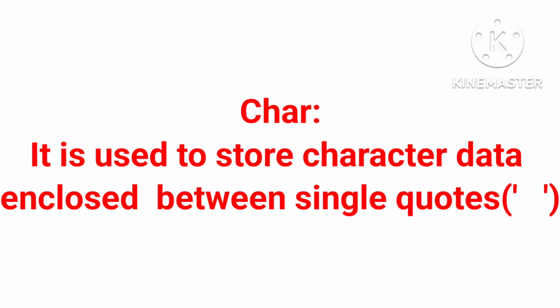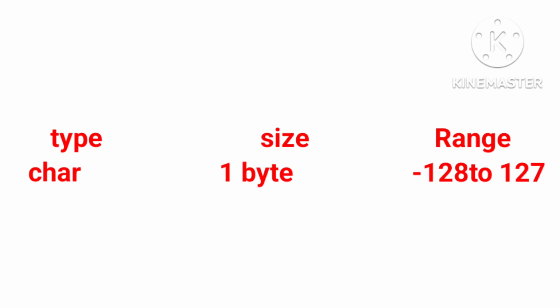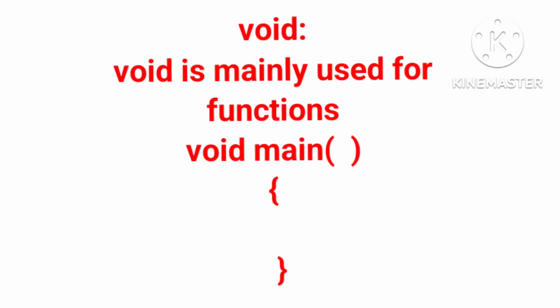Character data type. It is used to store character data enclosed between single quotes. Size of character data type: 1 byte. Range -128 to 127. Void data type. Void means valueless. Void is mainly used for functions.